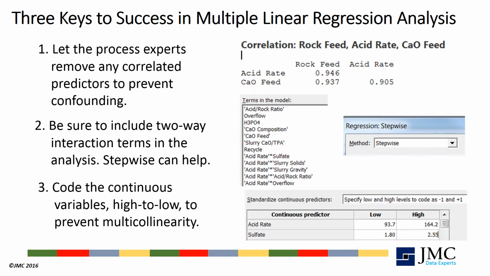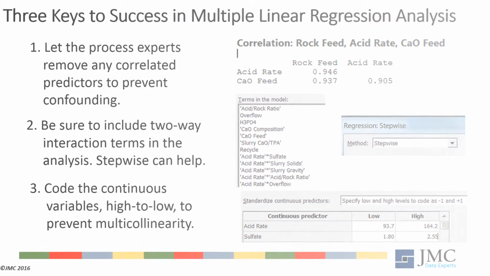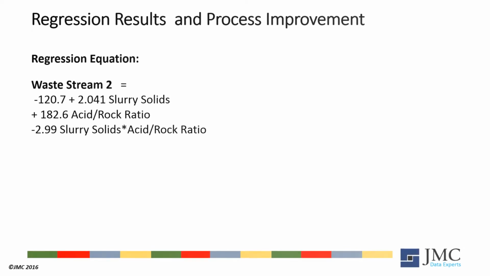Finally, coding high to low predictor settings as +1 to -1 minimizes correlation of the regression model terms. This is the same technique that is used in DOE analysis. Using this approach with the regression commands will reduce the confounding of effects that commonly occurs in historical datasets. Let's have a look at our results.